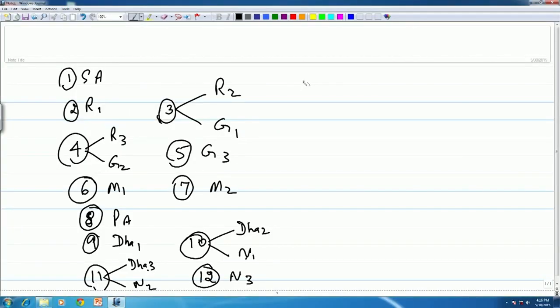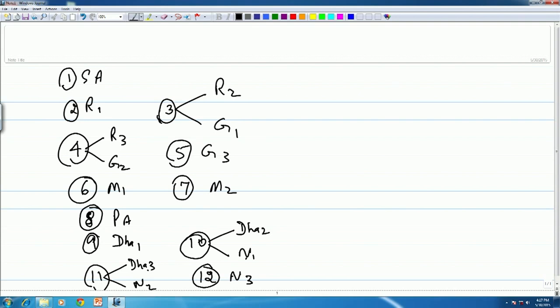To look at the schema again, the third Swarasthana could be either Chaturshruti Rishabha or Shuddha Gandhara. The fourth Swarasthana could be either Shatshruti Rishabham or Sadharana Gandharam. Again, the tenth Swarasthana could be either Chaturshruti Dhaivata or Shuddha Nishada. The 11th Swarasthana could either be Shatshruti Dhaivata or Kaishiki Nishada.